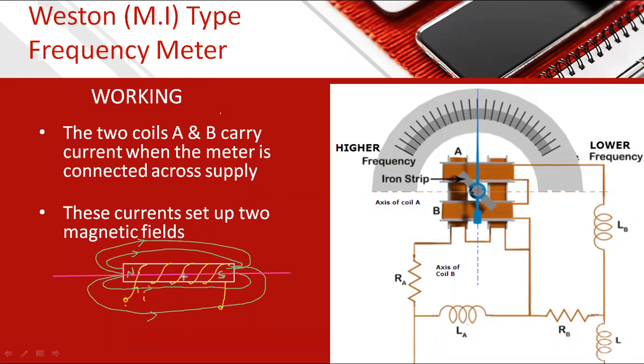Now, if the current magnitude increases, the magnetic field also increases, and the magnetic field will be strong inside the coil. So it is in the direction of the axis of the coil, from north to south here. So you will have the magnetic field in this direction. The more the current flow, the more the magnetic field strength increases.